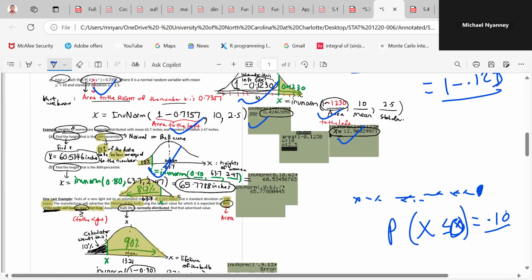So we have the area to the left, which is 0.10, and we have the mean and the standard deviation, and we are good to go. We do the same for another value. So the probability that X is less than or equal to x gives us 0.8. You punch in 0.8 there, fill in the mean and the standard deviation, and that will give you our x. So this is our x, and you are good to go.